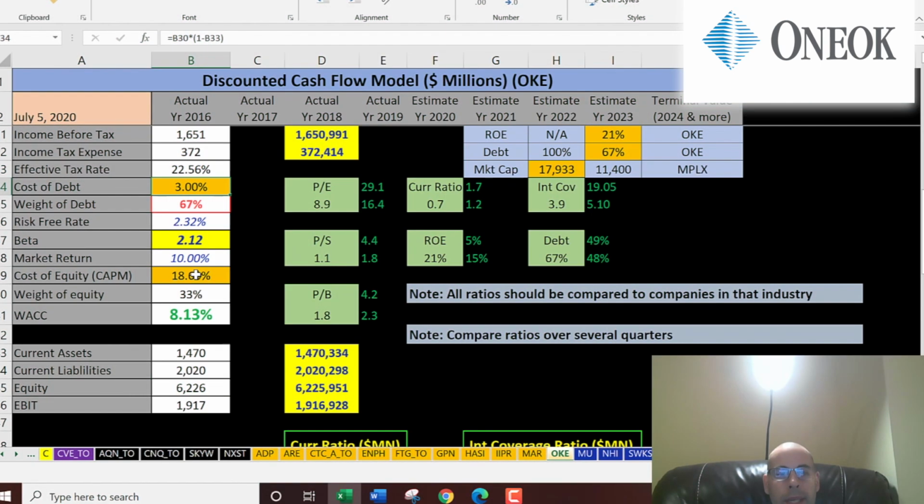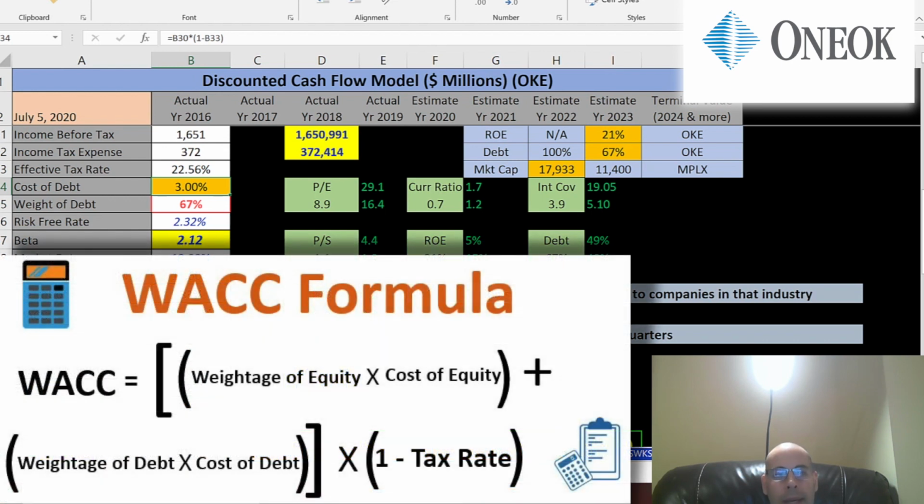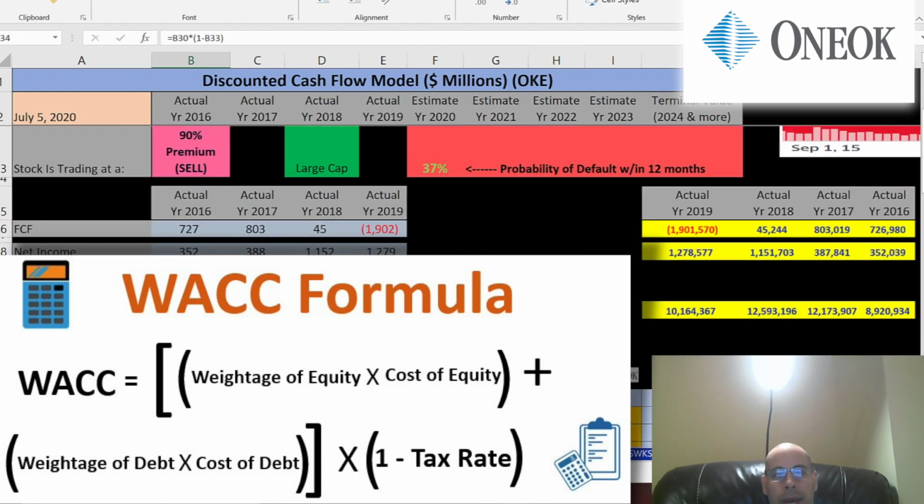The cost of equity is 19%, and we use the capital asset pricing model to figure that out. And the weight of equity is 33%. So to get the WACC, it's a blend of the cost of debt and the cost of equity, and that's 8.13%, and that's what we're going to discount the future cash flows.